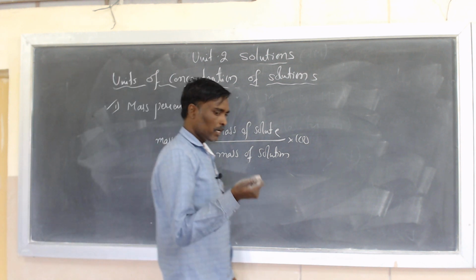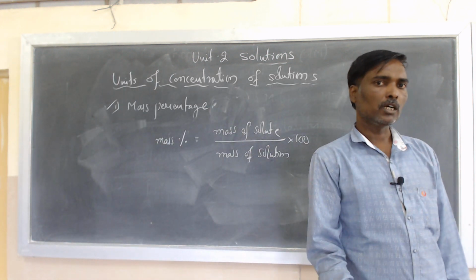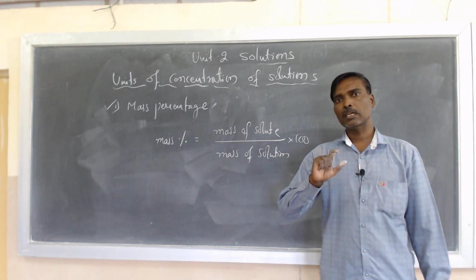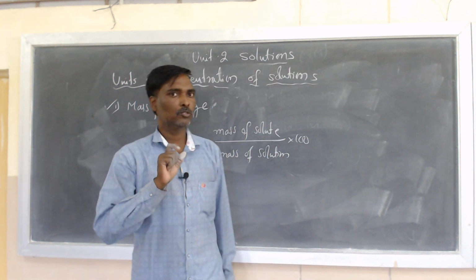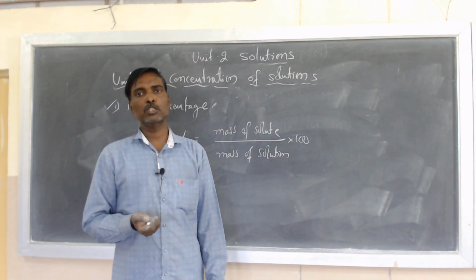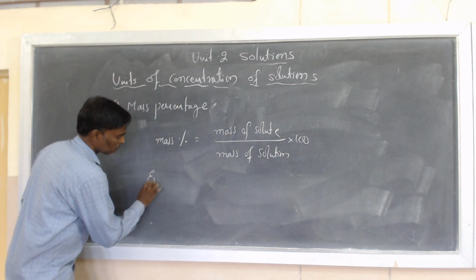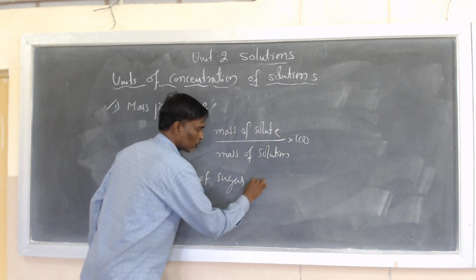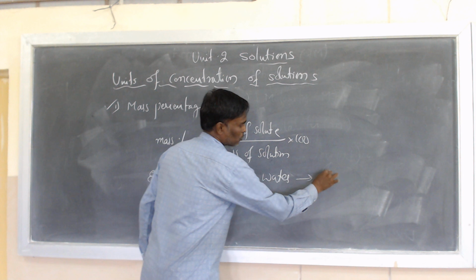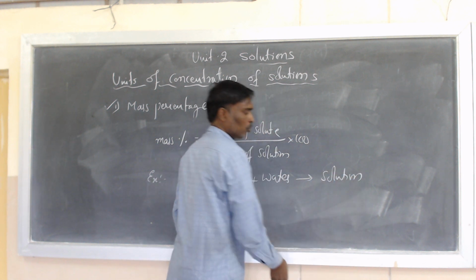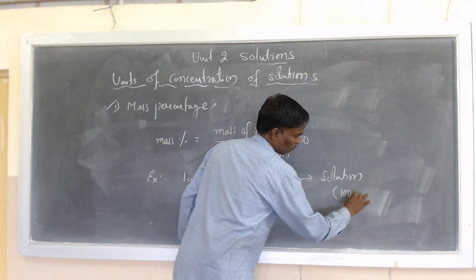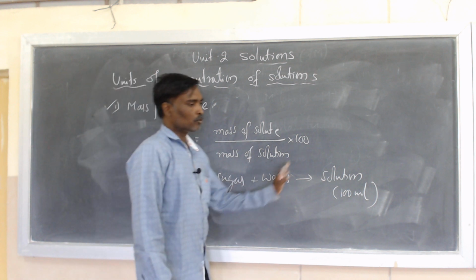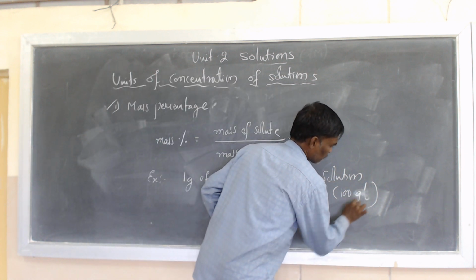it gives the percentage of that solute present in the solution. For example, when I dissolve 1 gram of sugar in water, and I make the total volume of that solution 100, then the percentage of that solution is equal to 1%. It is a 1% sugar solution. Example: when 1 gram of sugar is dissolved in water and forms a solution, the solution is 100 ml. The total solution formed is 100 ml, or the total mass of that solution is 100 grams.